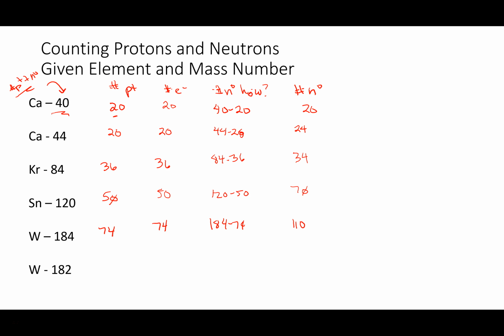Mackenzie. 74. It's the same element. Very good. If it's neutral, how many electrons, Hannah? Also 74. Kate, how are we going to go about knocking out the number of neutrons? 182 minus 70. Yep, 182 minus 74.